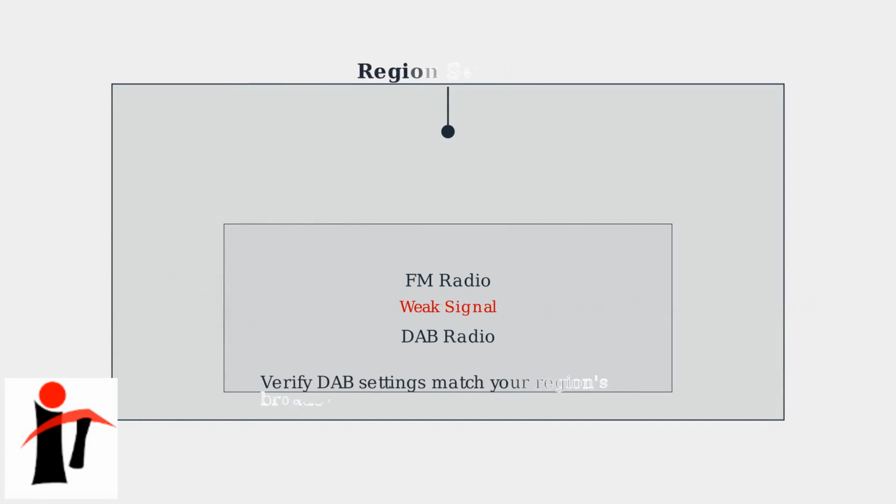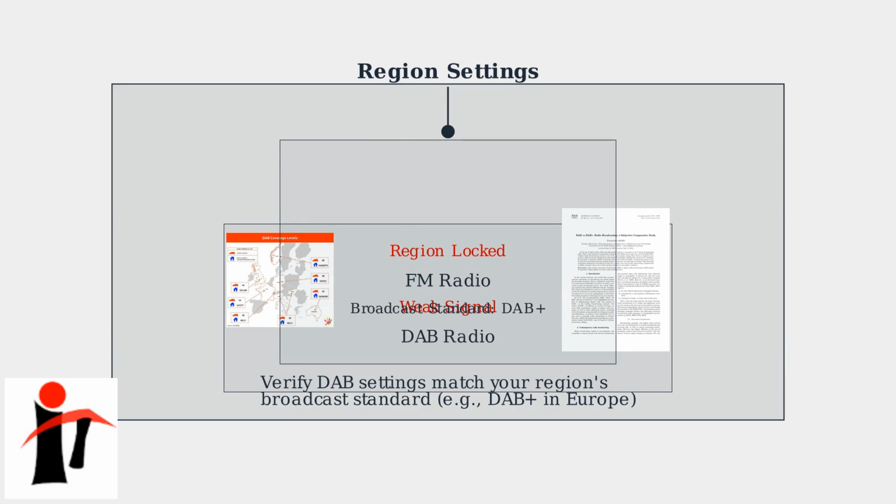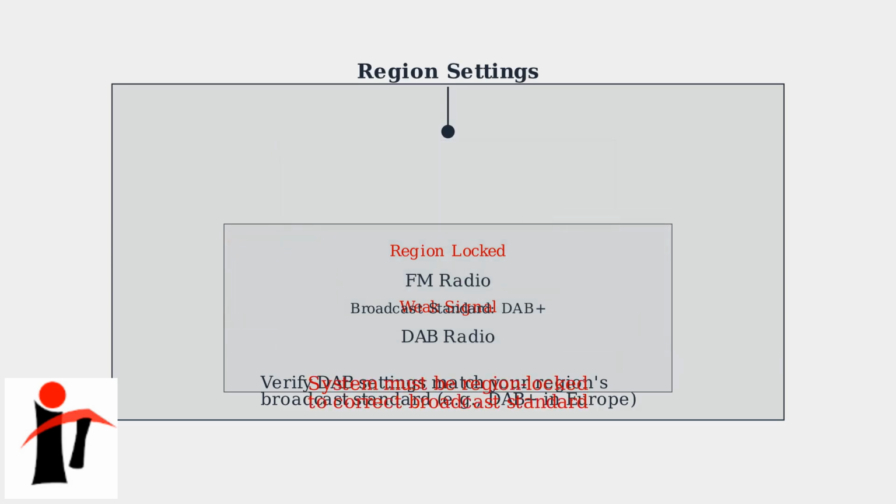Beyond physical damage, reception issues may stem from incorrect region settings. The DAB system must be configured for your specific region's broadcast standard, such as DAB+ in Europe or HD radio in North America. Regional broadcast standards vary significantly. For example, Europe uses DAB+ with specific coverage areas shown on this map, while other regions may use different digital radio formats. Incorrect configuration prevents proper signal decoding. The Tesla system must be region-locked to match the correct broadcast standard for your location. This ensures compatibility with local radio transmissions and optimal reception quality.